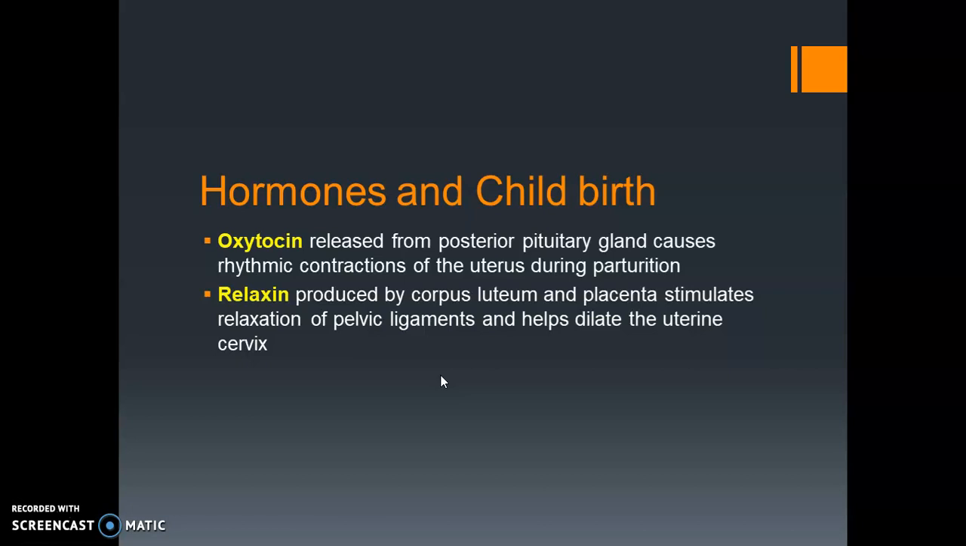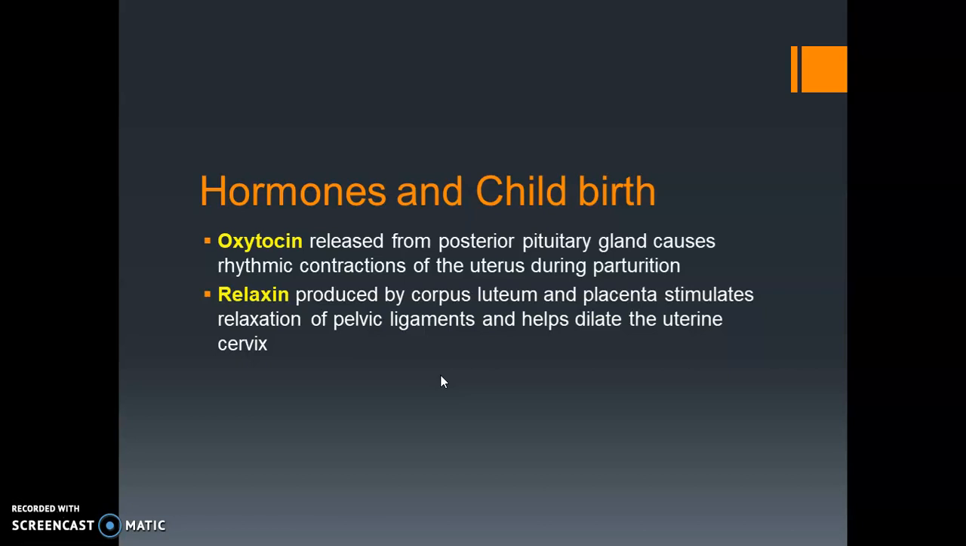Childbirth is the delivery of the child at the end of the gestational period. It is also called parturition or labor. At the end of the gestation, the child is delivered through the vagina of the mother. And there are two hormones which cause childbirth. They are oxytocin and relaxin.